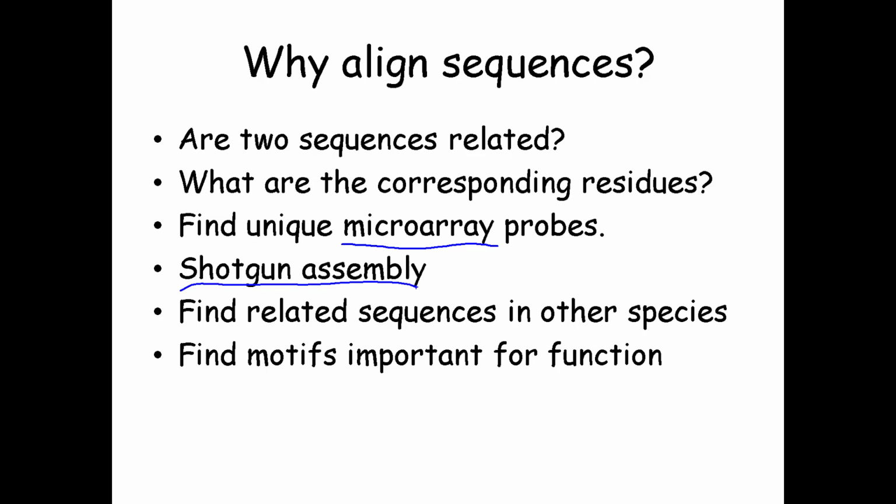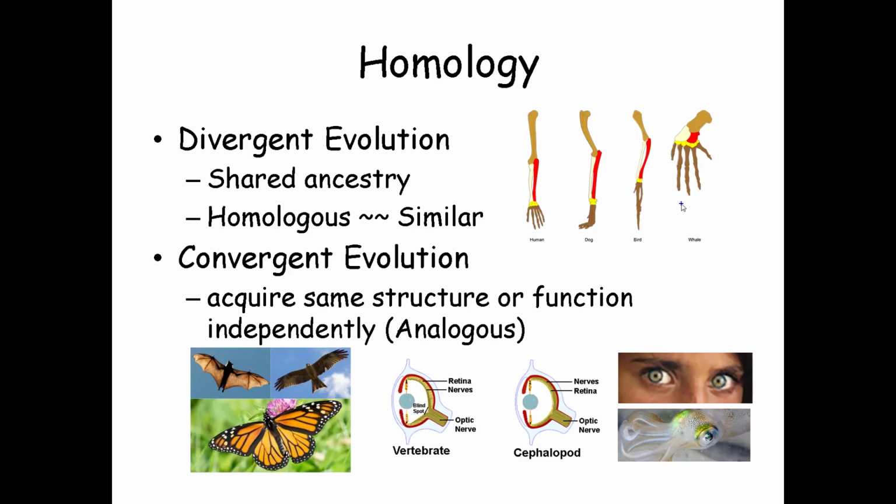Using sequence similarity, we can find out if a gene is present in other species and how conserved it is across different species. And by comparing related genes across different species, we can identify residues or motifs that are important for the function of that gene. When we compare sequences, we are implicitly trying to uncover the evolutionary history of those sequences.